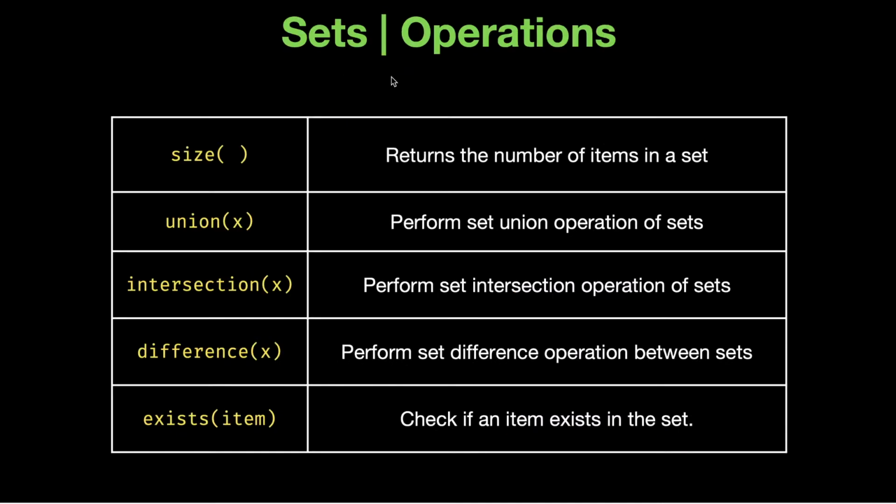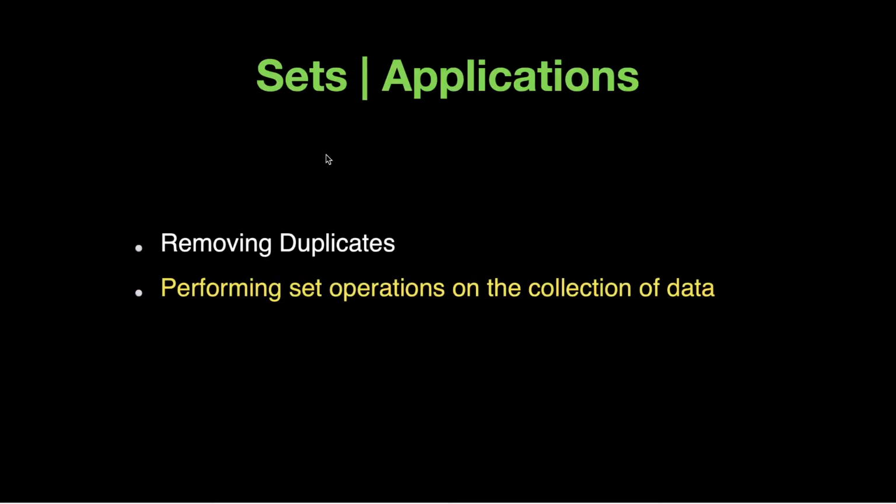When we see the operations in sets, the size operation returns the number of items in the set, and union will perform the union operation between two sets. The intersection operation will perform the intersection between the two sets, and the difference operation will compute the set difference between two sets. And exists actually checks if an item exists in the set. And what are the applications of sets? We can apply sets to remove the duplicates in our data, and then we can perform set operations just like in mathematics, right? So it is very useful. We will see an example to remove duplicates later on.